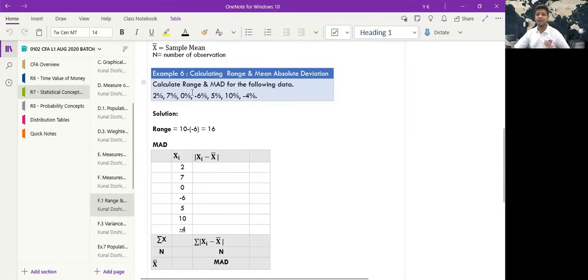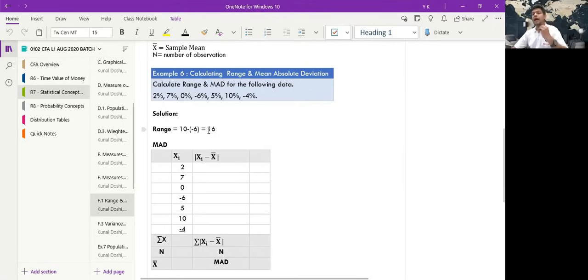As of now, I have not explained anything about the mean absolute deviation. But the simplest form is range. What I'm going to look at in the range is the smallest number and the largest number. The smallest number here is -6 and the largest number is 10. So the difference between the maximum and the minimum value, that is 10 minus -6, 16 is the range. Easy, everyone? Range is no issue, right?